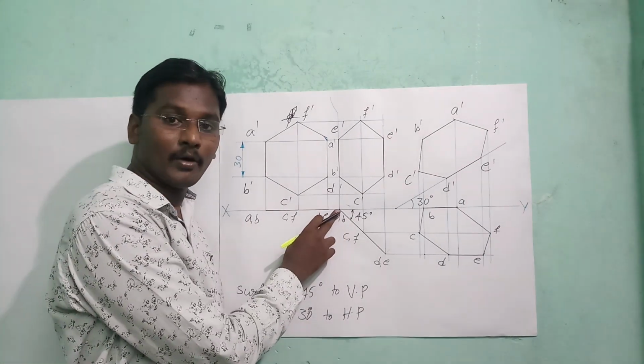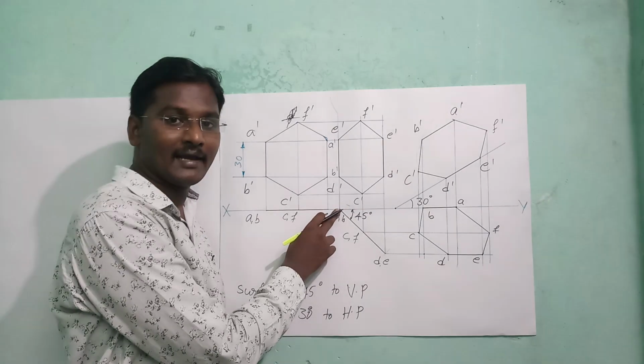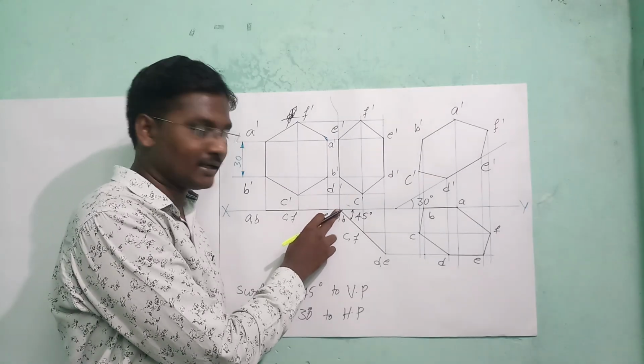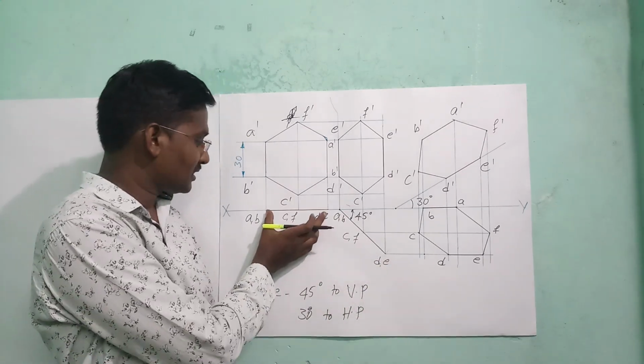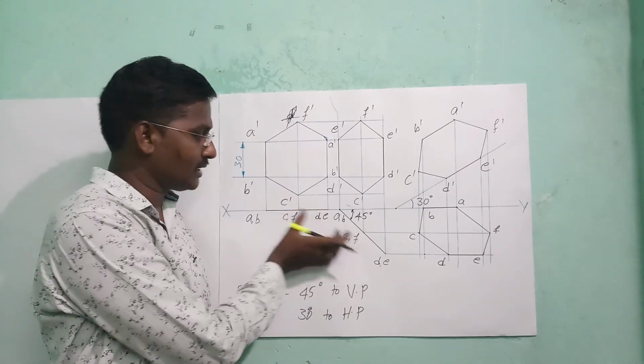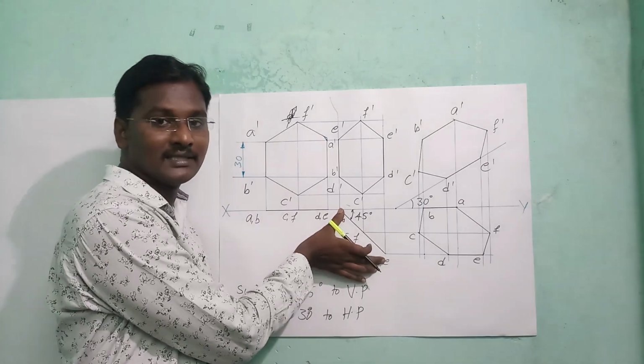Now take a point on the XY reference line. By using the protractor, take an angle of 45 degrees and draw the straight line. Next, measure the distance of A to D in the compass. Take A as center, cut this line.